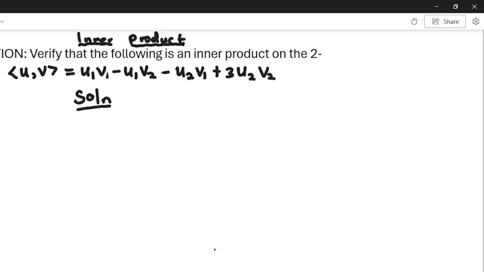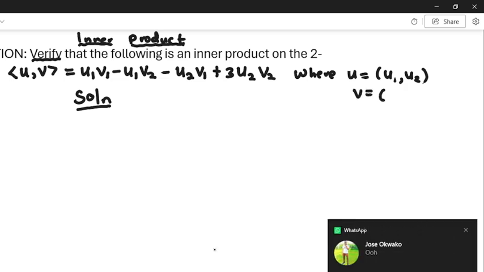And the inner product is defined as <u, v> = u1 v1 minus u1 v2 minus u2 v1 plus 3 u2 v2. So the term verify means that you have to cross-check that this here is an inner product, meaning the axioms of inner product space are being tested. But now here, since it's a 2 space, u is equal to (u1, u2), v is equal to (v1, v2).